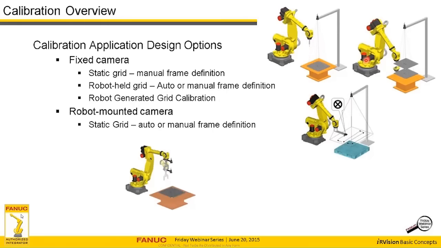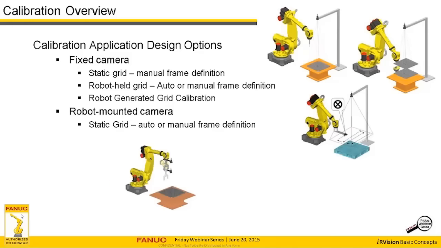With that option, we can either use a manual frame definition like we did before, very simple to touch up a tool frame with a robot-held object. Or we can do an automated calibration process with a robot-held grid. Again, we'll talk about that. And then third, as I suggested, we have a process called robot-generated grid calibration, which is an almost fully automated process to perform a calibration with a fixed camera.